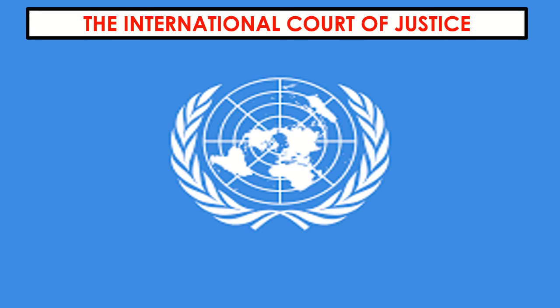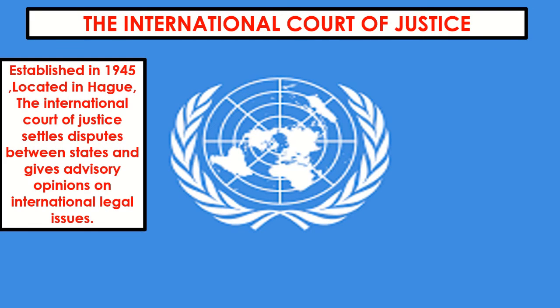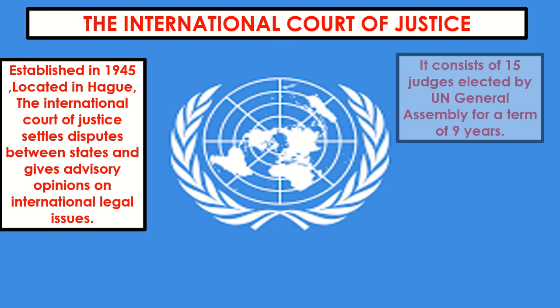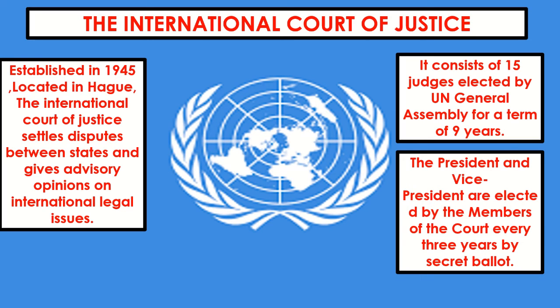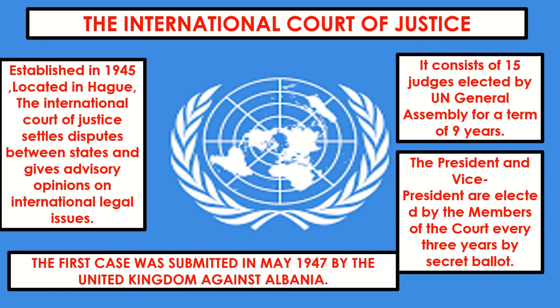The International Court of Justice. Established in 1945, located in The Hague, the International Court of Justice settles disputes between states and gives advisory opinions on international legal issues. It consists of 15 judges elected by the United Nations General Assembly for a term of 9 years. The President and the Vice President are elected by the members of the court every 3 years by secret ballot. The first case was submitted in May 1947 by the United Kingdom against Albania.